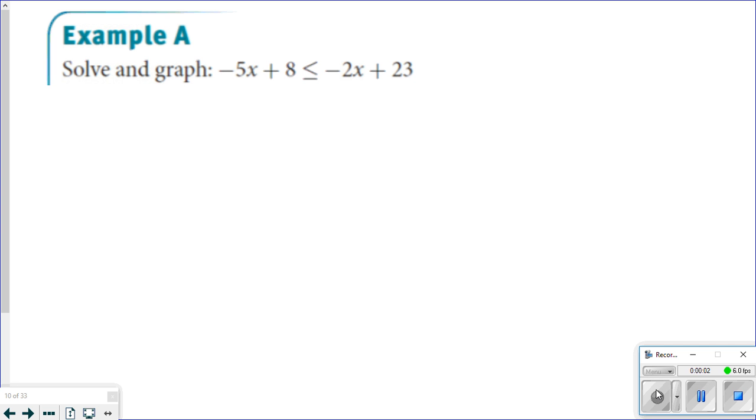Go ahead and open your book to page 41, please. About halfway down the page, you're going to see example A. You can go ahead and rewrite this in the My Notes section of your book. We're going to solve this step by step together.